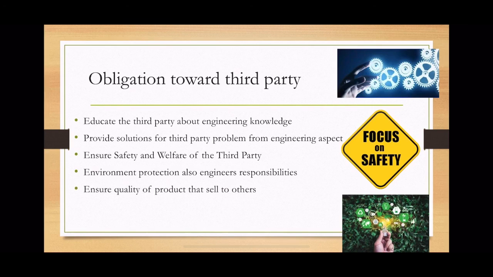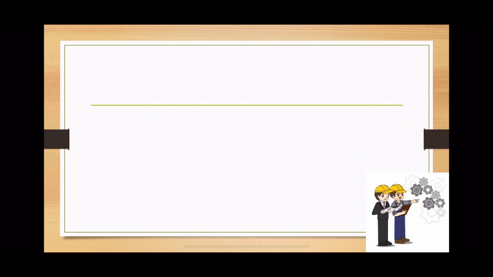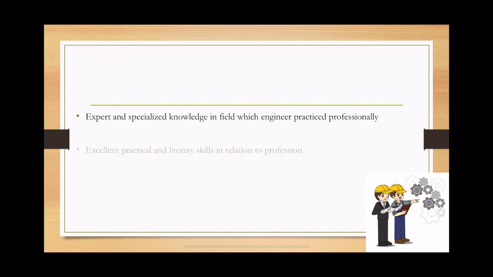An engineer should ensure the quality of products that are sold to others, to maintain or keep up the good name of the company and so on. And next, obligation to the profession. Engineers should be experts and have specialized knowledge in the field which they practice professionally. This is to ensure the service provided by the engineers is good and brings benefit.